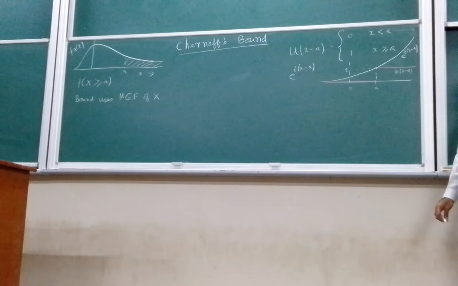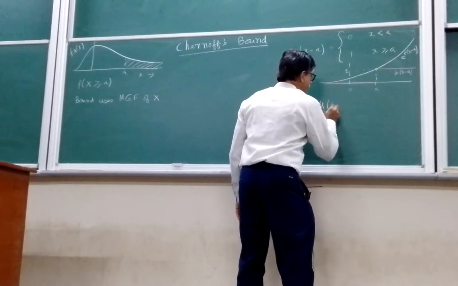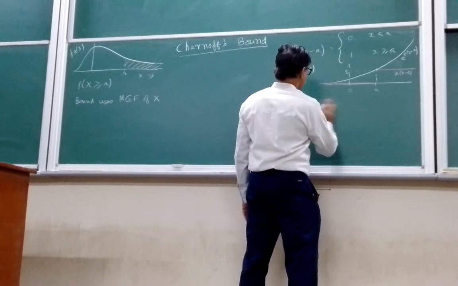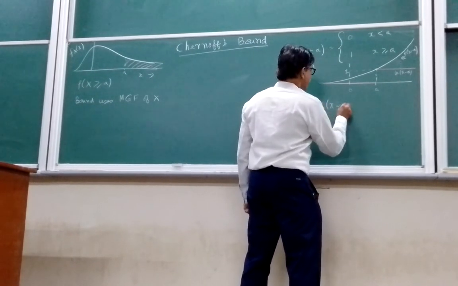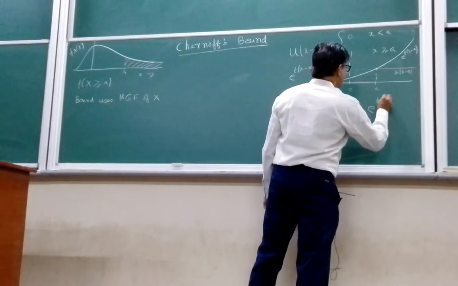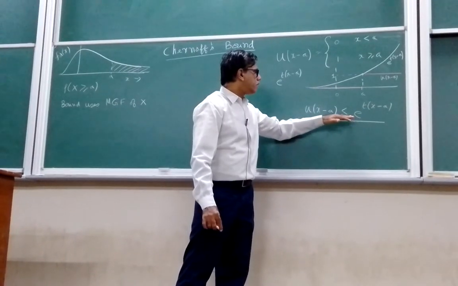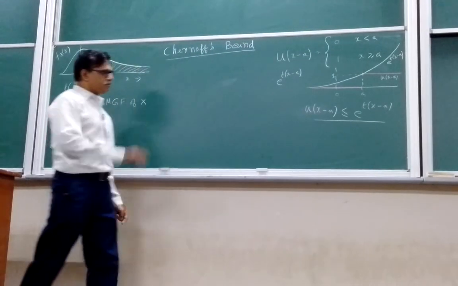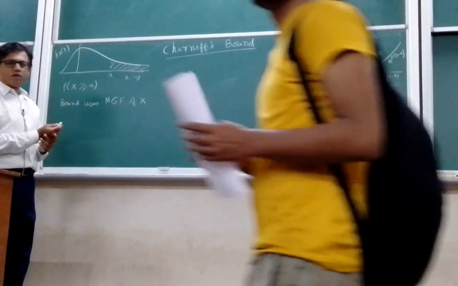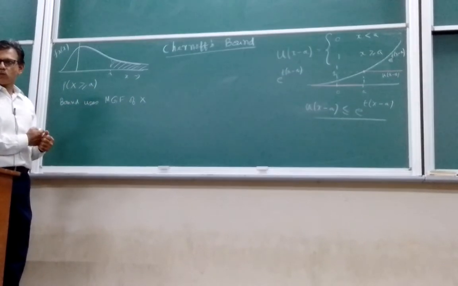These two. So what you can easily note is u of x minus a is always less than or equal to e power of t into x minus a. This is bounded by this. We will make use of this known result in order to arrive at the Chernoff bound.